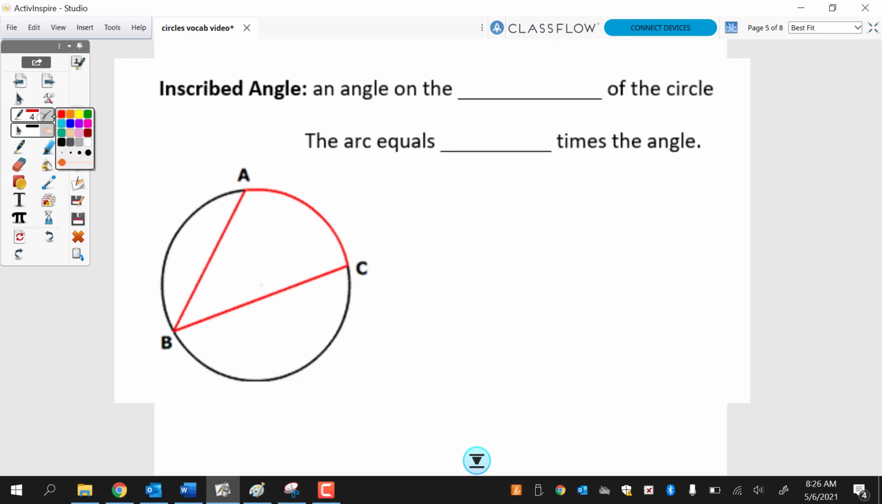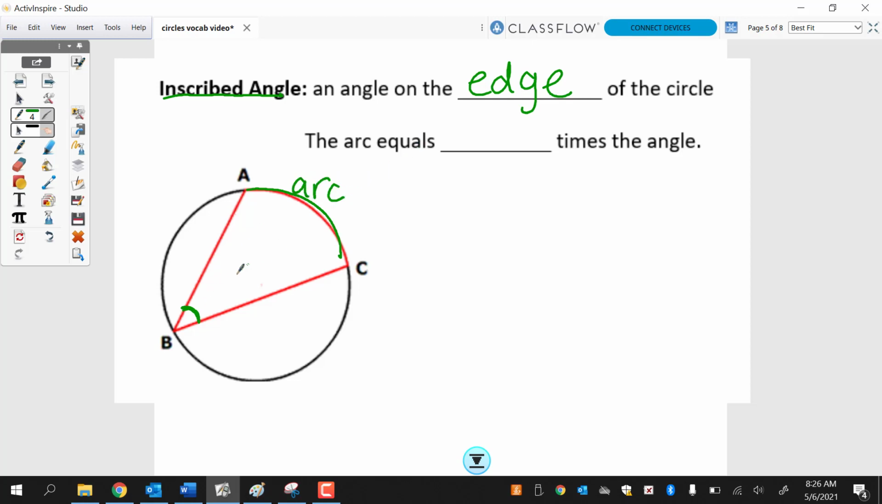Okay. A different kind of angle is inscribed angle. So this is an angle on the edge of the circle. So this angle isn't in the center, it's on the edge of the circle. So in this one, I see the center would be somewhere here. The angle's actually over here this time. And the arc that it opens to is up here. So I'm going to label that arc.